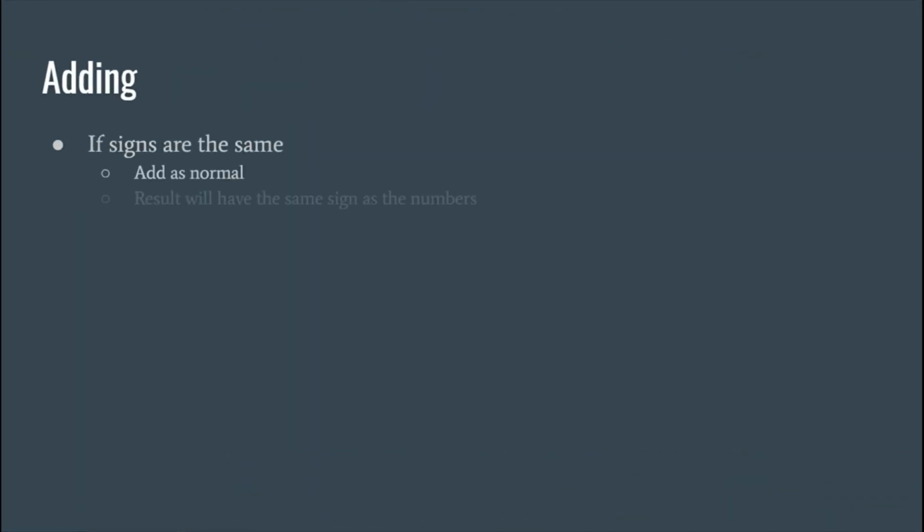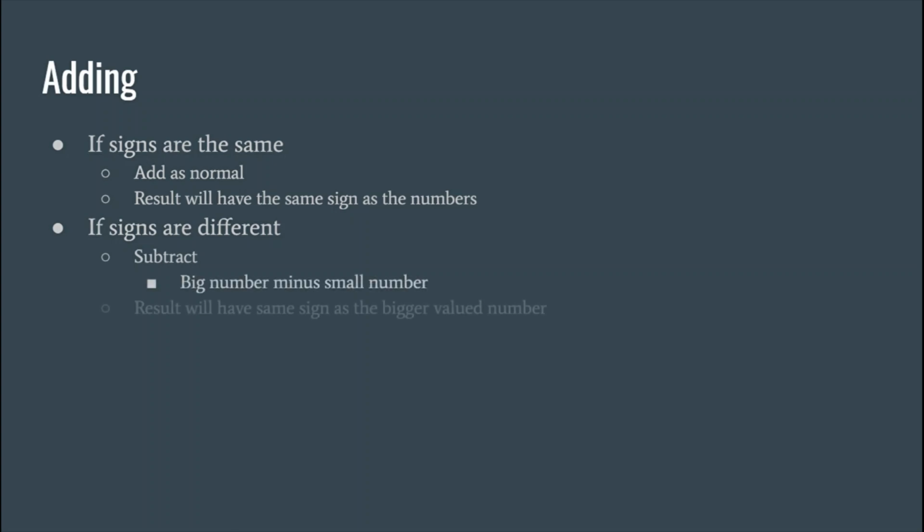Okay, so some basic rules here. If the signs are the same, you're going to add them as normal, and the result will have the same sign as the numbers that you're adding. If the signs are different, just subtract. Just the big number minus small number, and the result will have the same sign as the bigger number. Okay, so let's go through some examples. You can see what I mean.